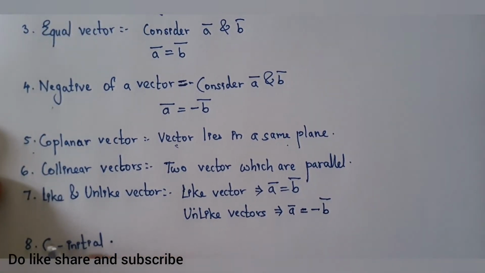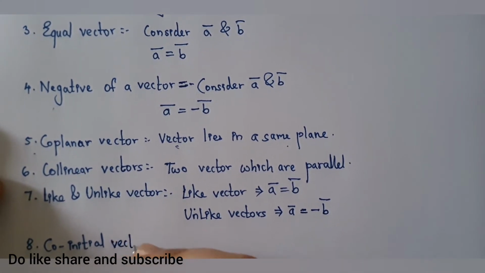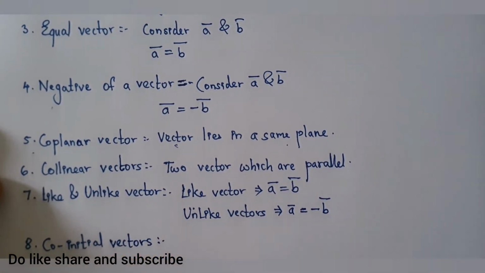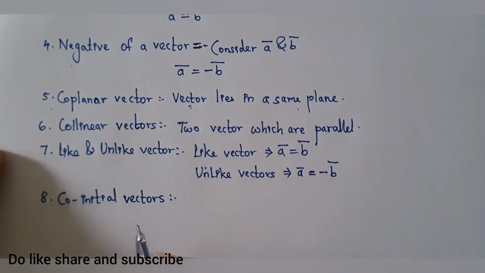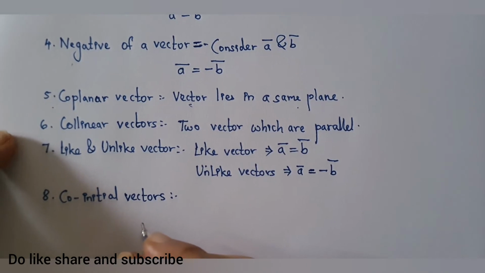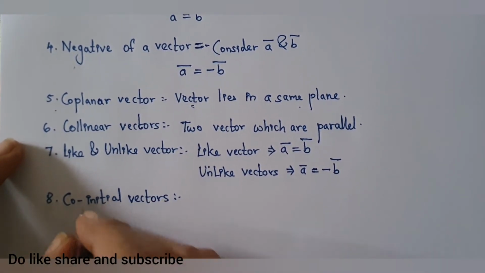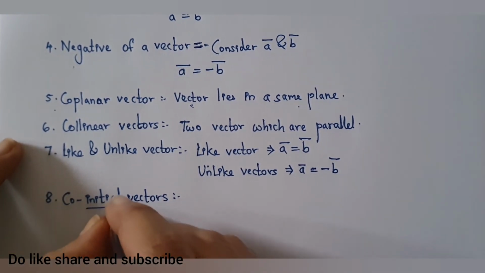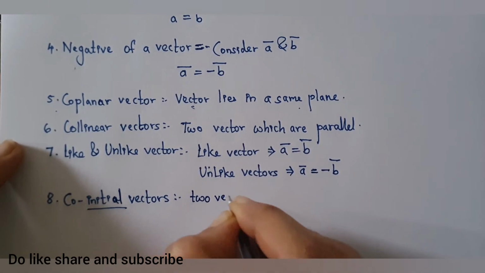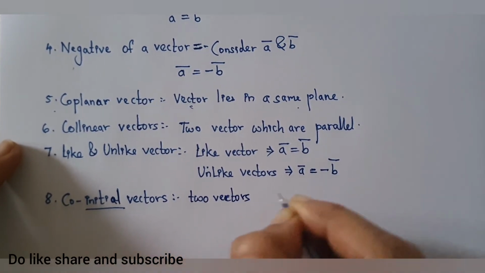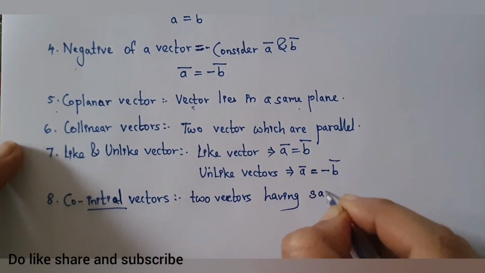So our next subtype is co-initial vectors. The vectors which have the same initial point are called co-initial vectors. See, the name suggests the initial point is the same for the two vectors. So two vectors having the same initial point.